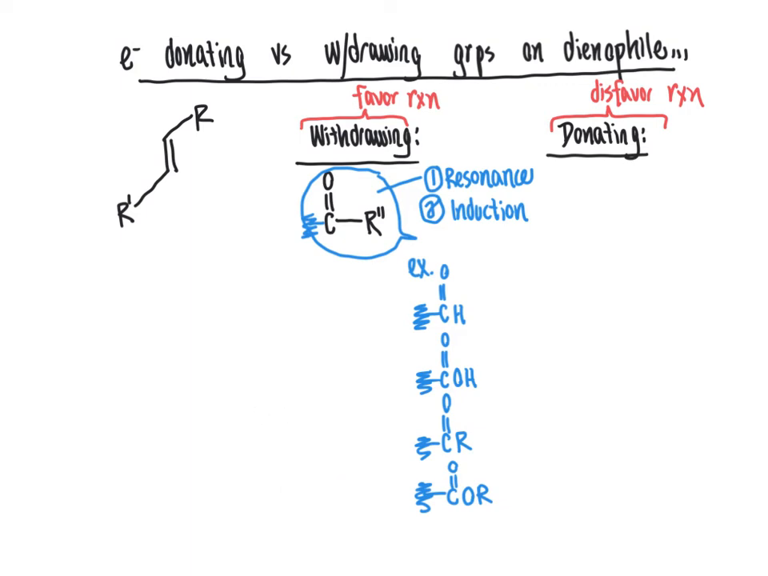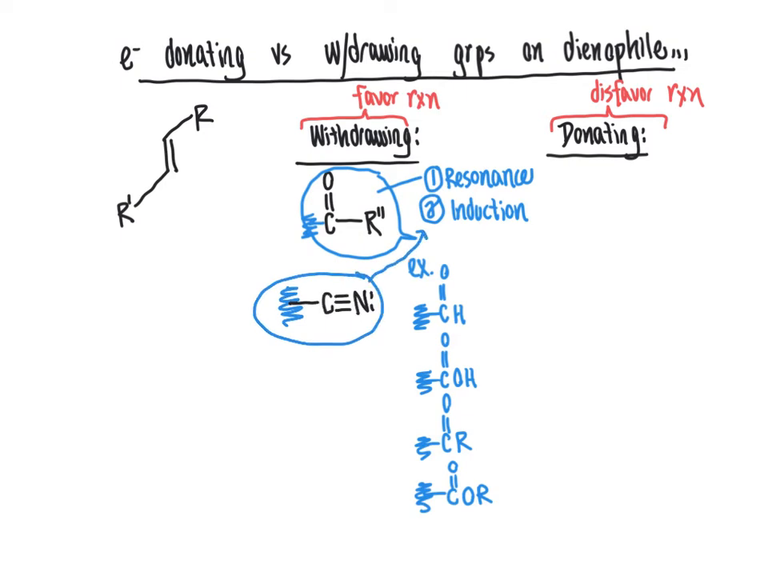For example, if we look at a nitrile group, that's a carbon triple bonded to a nitrogen, so like so. And this group, our nitrile group, is electron withdrawing for the same reasons as our carbonyl group. That is, by resonance and induction.